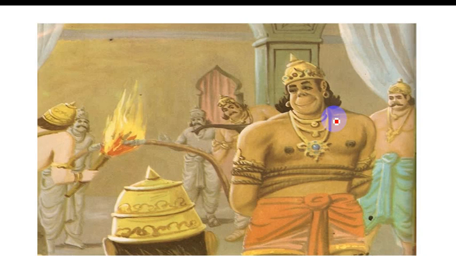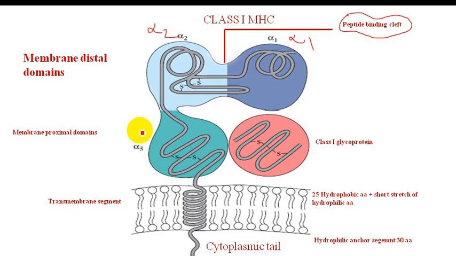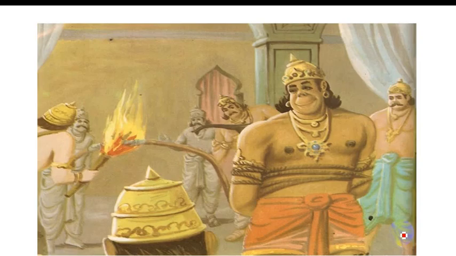So my dear students, the bottom part of the tail, the bushy region which was set on fire, you can compare with this cytoplasmic tail or hydrophilic anchor segment of 30 amino acids. The rest of the portion is the hydrophobic amino acids and a short stretch of hydrophilic amino acids. So that part which goes initially into water helps you remember that the hydrophilic anchor segment is of 30 amino acids.